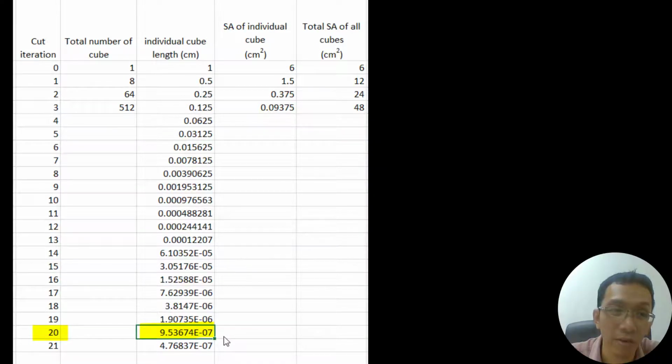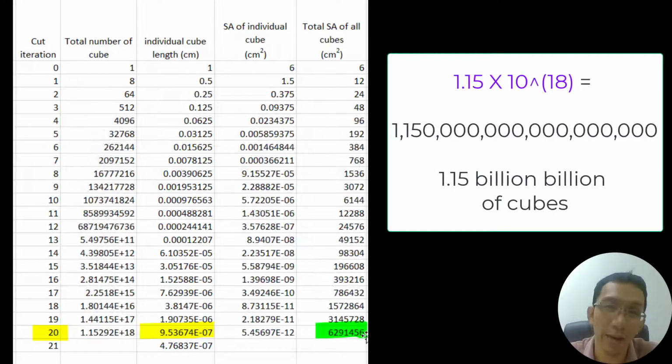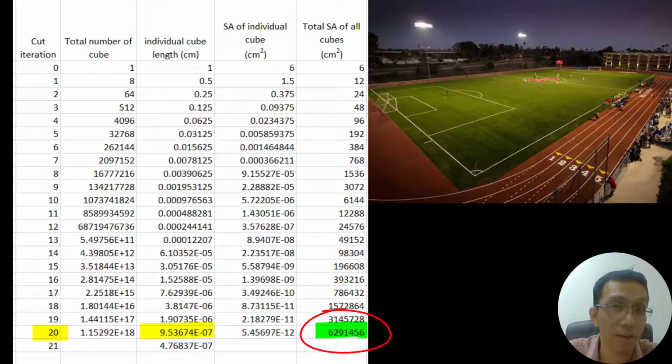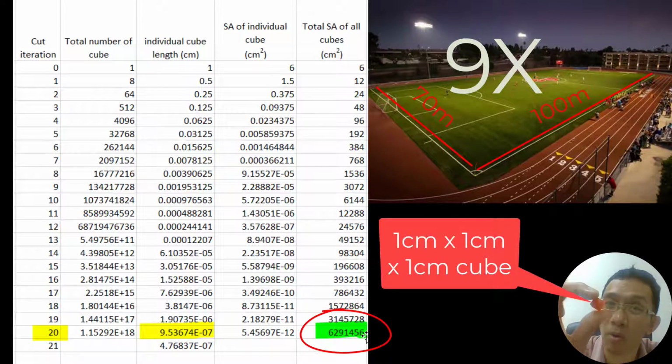And if you look here, if you drag down the number of cubes, you get more than a billion cubes. Those billions of cubes make a total surface area of about 6 million centimeter squared. A typical football field is 100 meters by 70 meters. Do your calculation and you will find that your nanocube total surface area is enough to cover 9 football fields. That is a big surface area coming from this small cube.